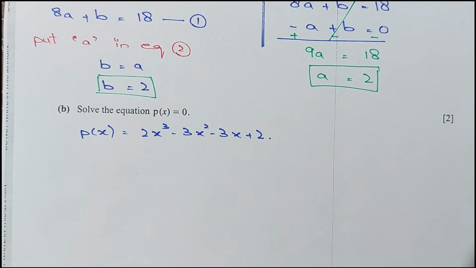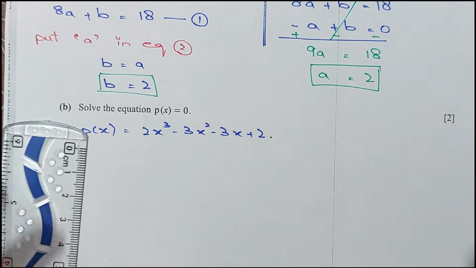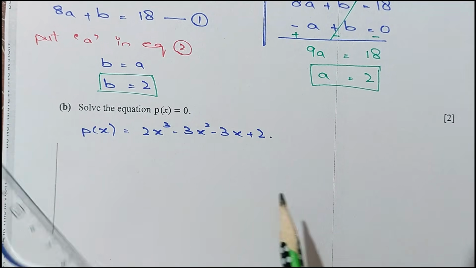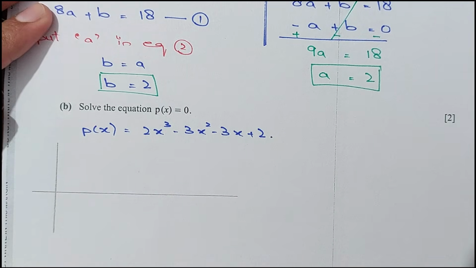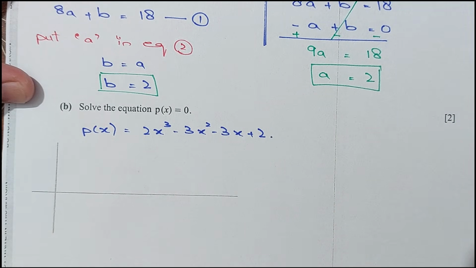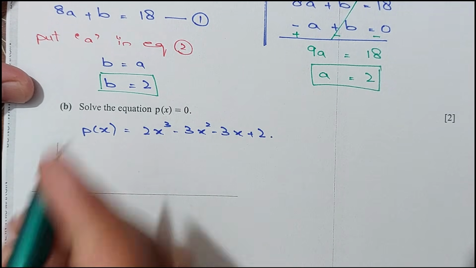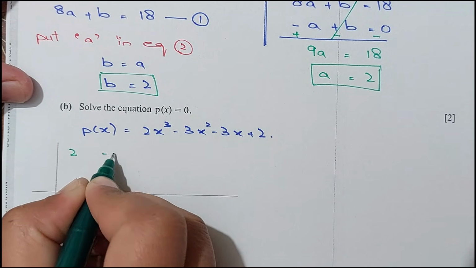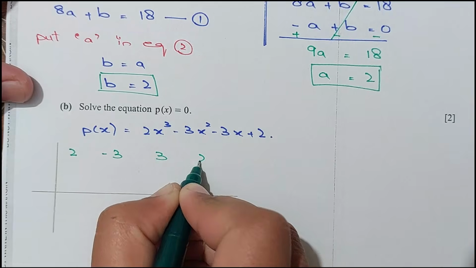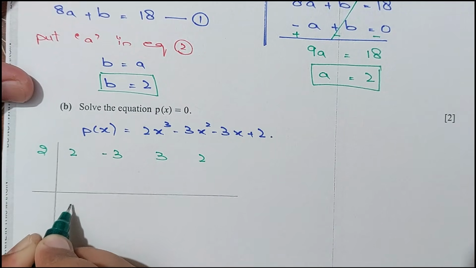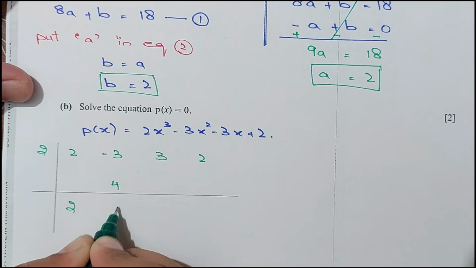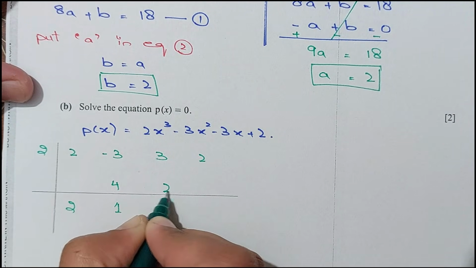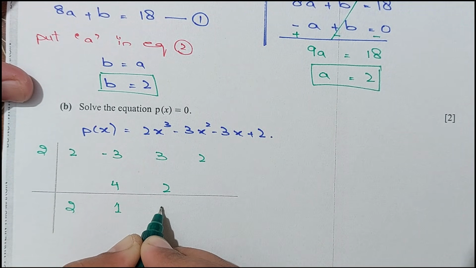So let me use the method of synthetic division over here. We have to use this method. Write down the coefficients of x cubed, x squared, x, and the constant term. 2 is the factor. Bring the first term down, right? 2 times 2 is 4. Add them up, it is 1. 2 times 1 is 2. Add them up.